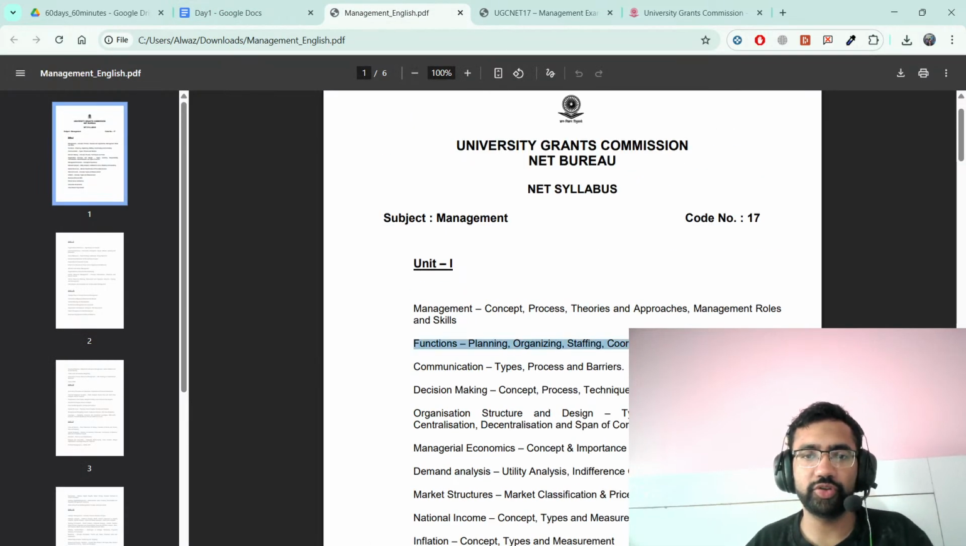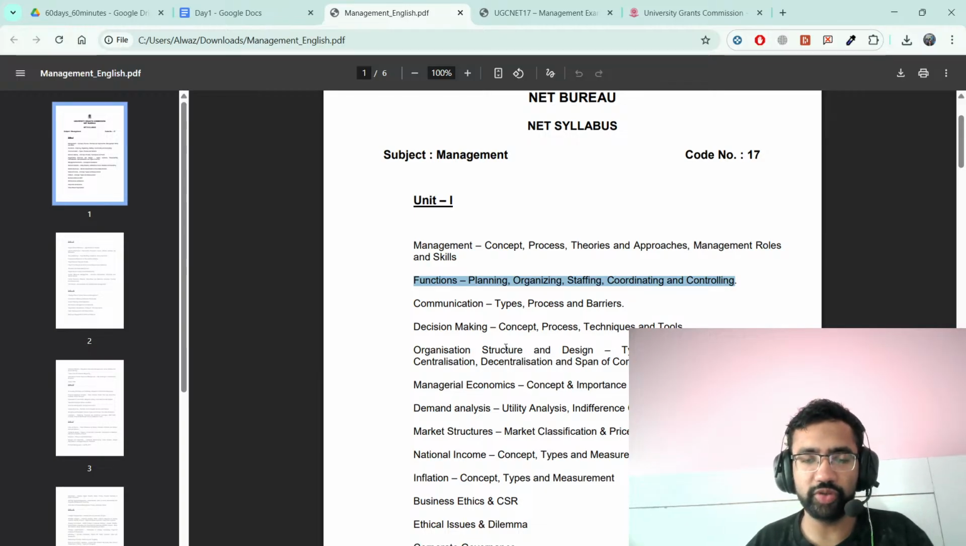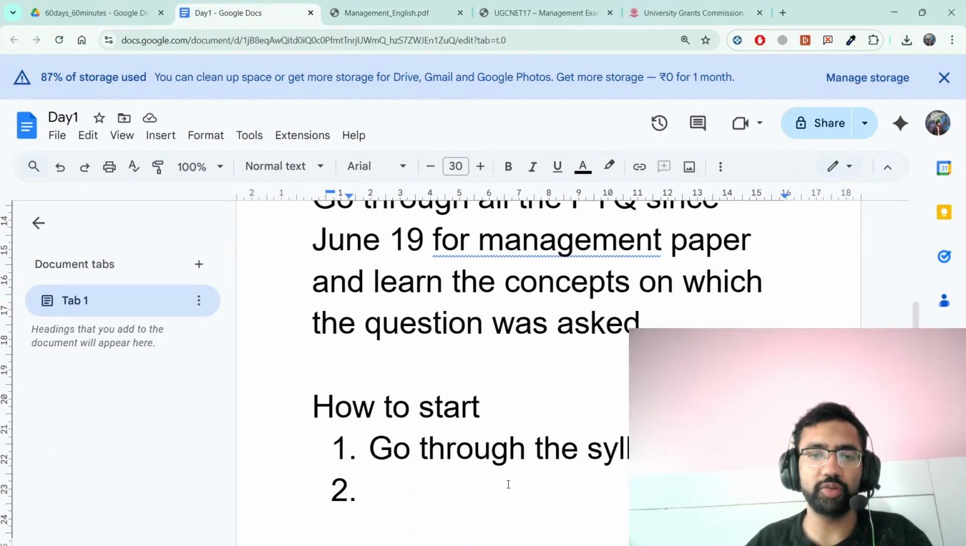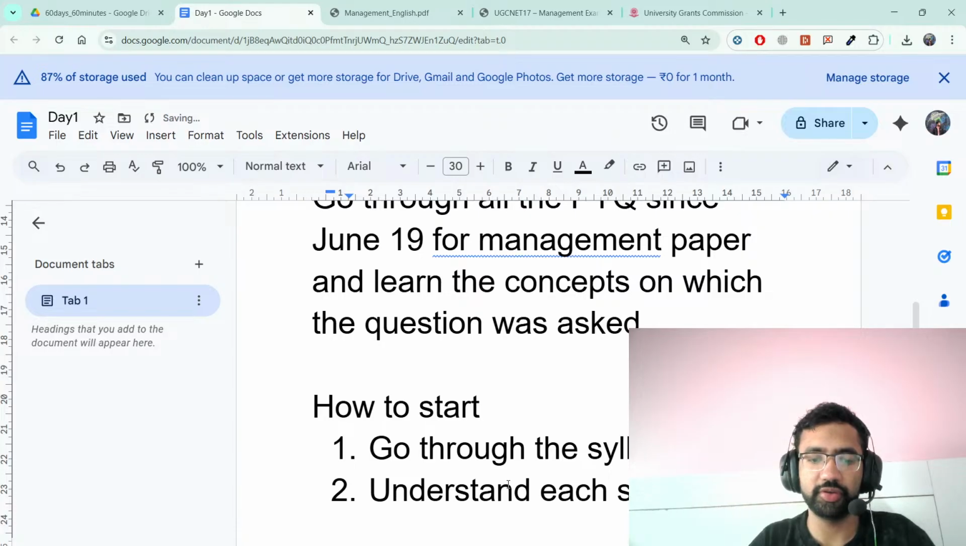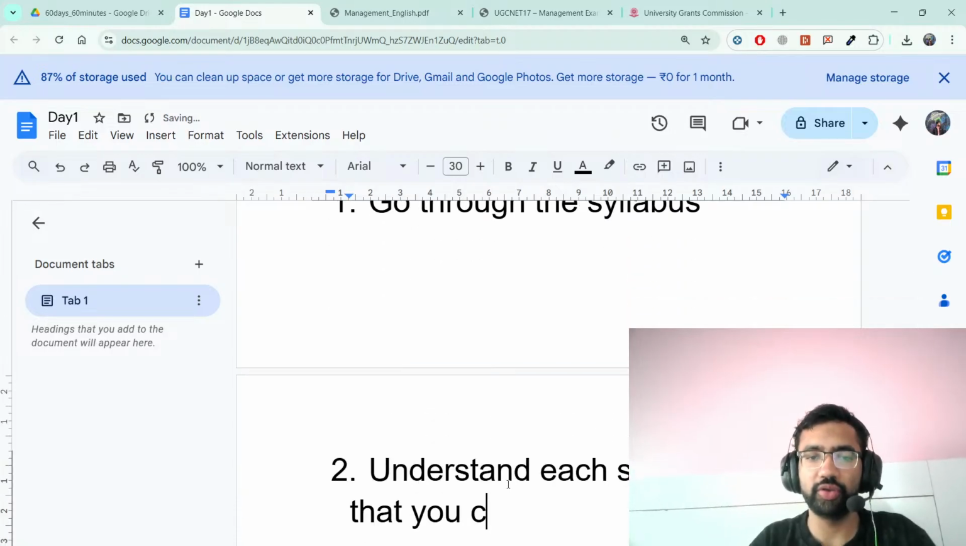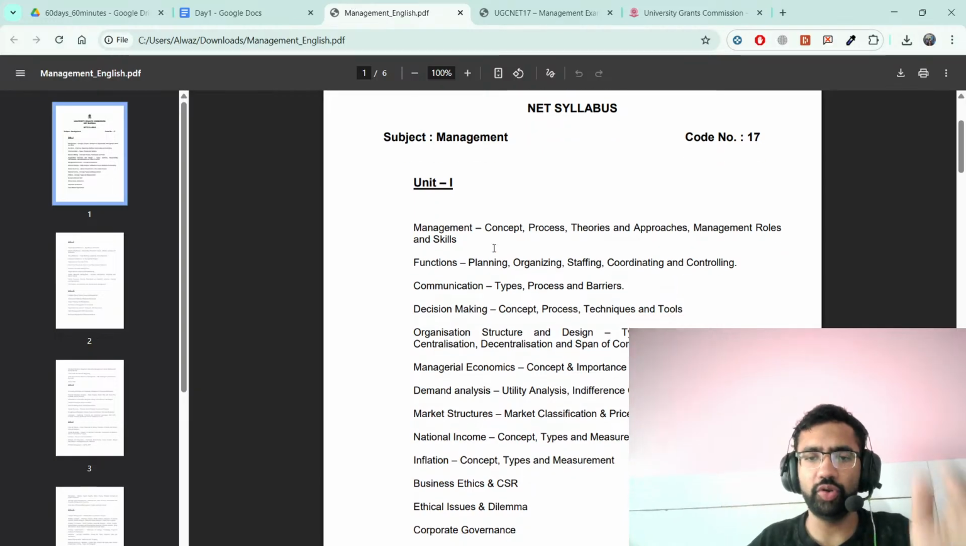So let's say this is functions: planning, organizing, staffing, controlling. Just search on any LLM model. You do not need to have the paid version, the free version would do. You just need to understand the basics. That's all. So go through the syllabus, understand each subtopic so that you can explain it in 4 to 5 sentences. Okay, that's all. This is the first step.